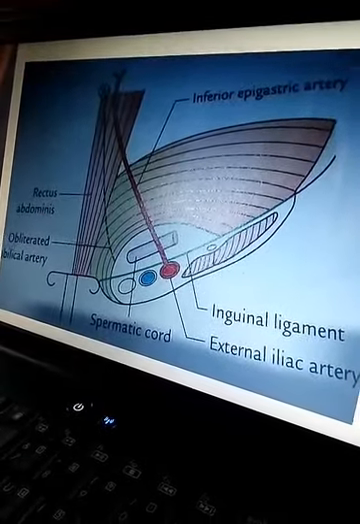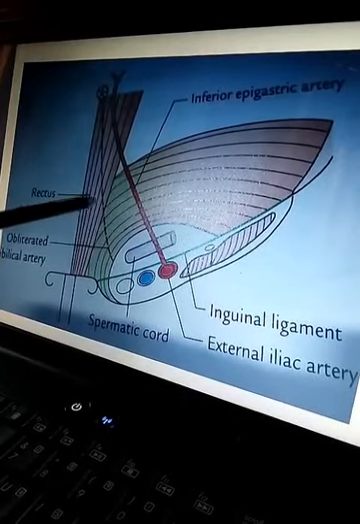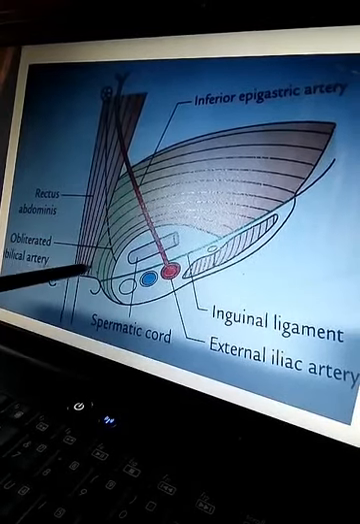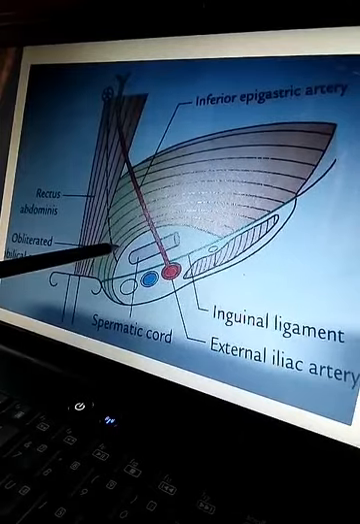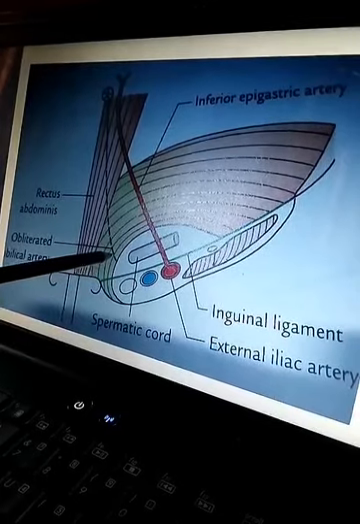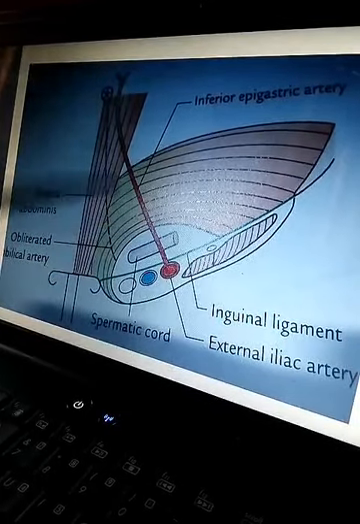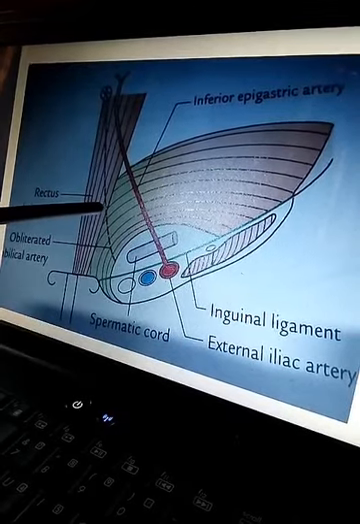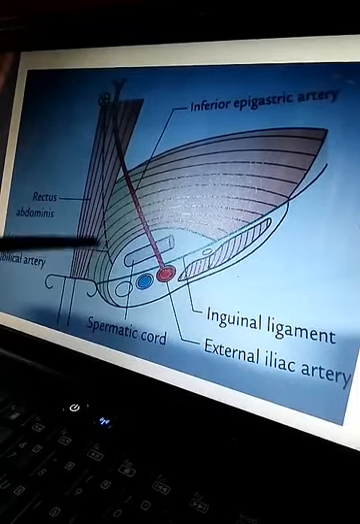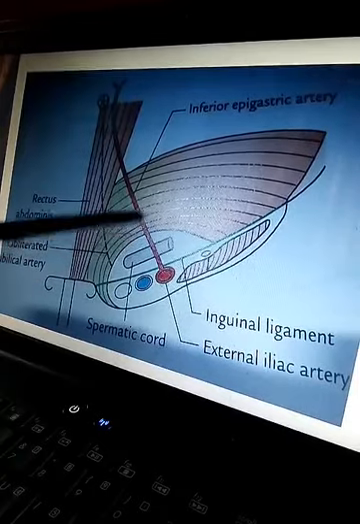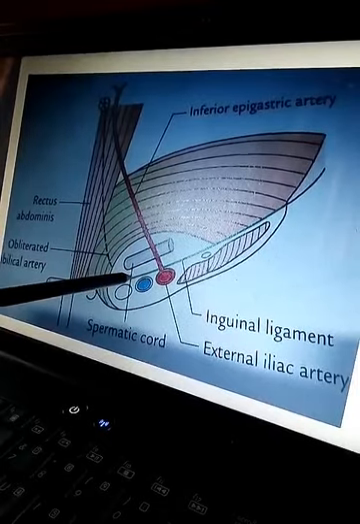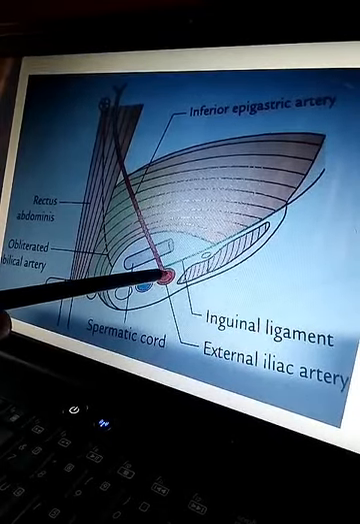Now, some points about the Hesselbach's triangle, that is also known as inguinal triangle. It is situated deep to the posterior wall of the inguinal canal, so it is seen on the inner aspect of lower part of the anterior abdominal wall. The boundaries of the triangle are: medially it is bounded by lower 5 centimeters of the lateral border of the rectus abdominis muscle. Now laterally it is bounded by the inferior epigastric artery, and inferiorly lies the medial half of the inguinal ligament.